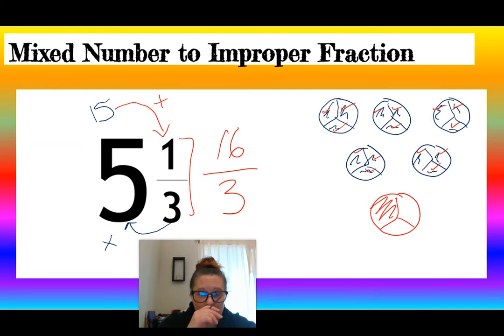So now when I count them all, I can get my improper fraction. I'm going to start at the very top again. 1, 2, 3, 4, 5, 6, 7, 8, 9, 10, 11, 12, 13, 14, 15, 16. That's what 16 is. And then how many equal parts? 3. Okay. Now you're probably wondering, but how do I go from an improper to a mixed?